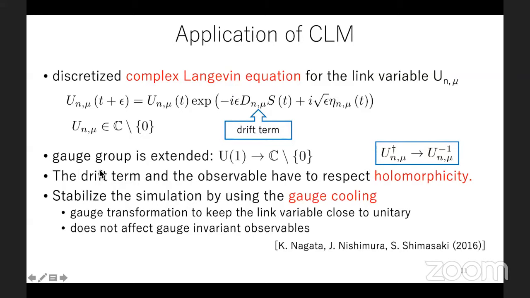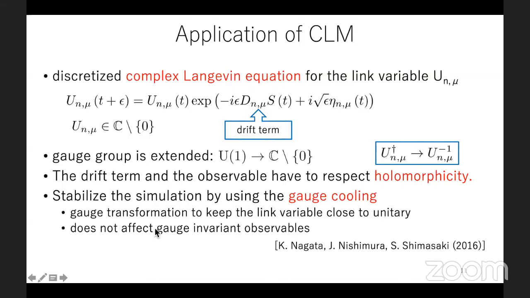And the drift term and the observable have to respect holomorphicity. This is an important point. This is the reason why I use U inverse instead of U dagger. This U inverse respects holomorphicity. So I will use U inverse in the definition of the drift term and the observable.